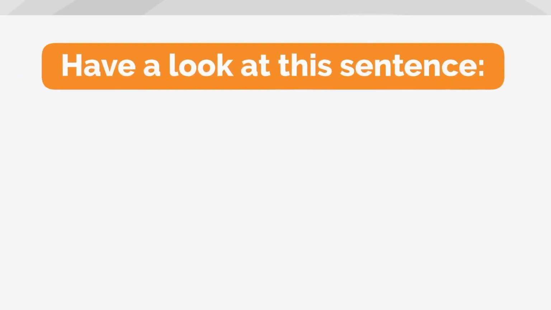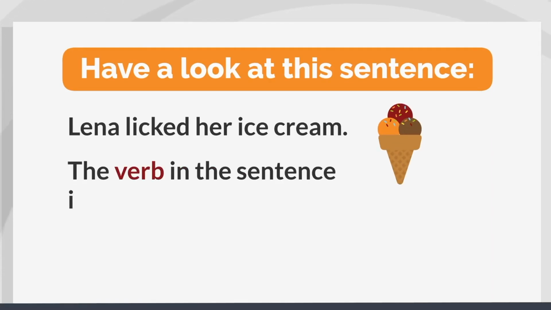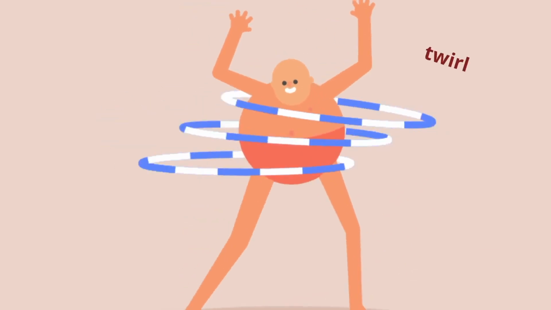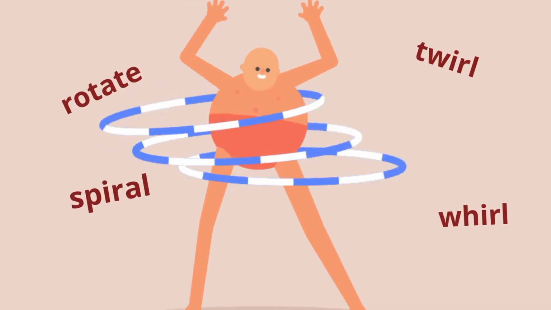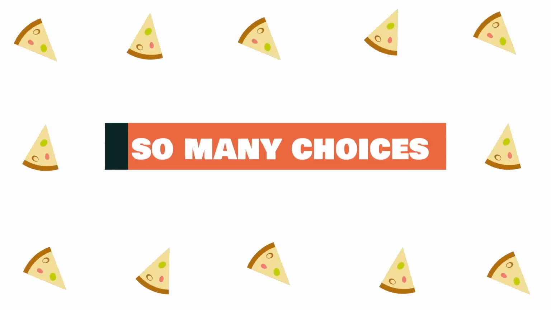Have a look at this sentence. Lena licked her ice cream. The verb in the sentence is licked. There are so many verbs, and it can be exciting to choose the best one to make the sentence fun and interesting to the reader.